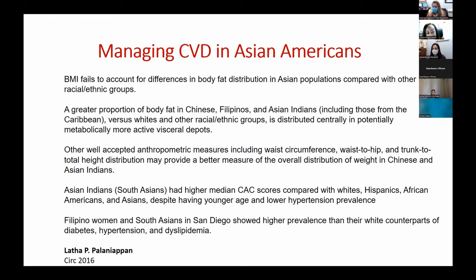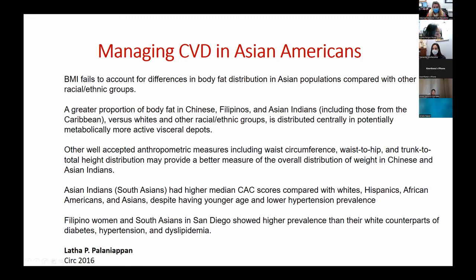Don't look at just the total weight, but look at other measures and consider other examinations in terms of looking at predisposing risk factors. They also have a higher mean calcium score compared with whites, Hispanics, and African Americans and other Asians, especially the South Asians at a younger age. And you may think, oh, they're protected because they don't have as much hypertension. But in this group, you want to do calcium scores. And that's what I do to figure out how aggressive to be with these patients.